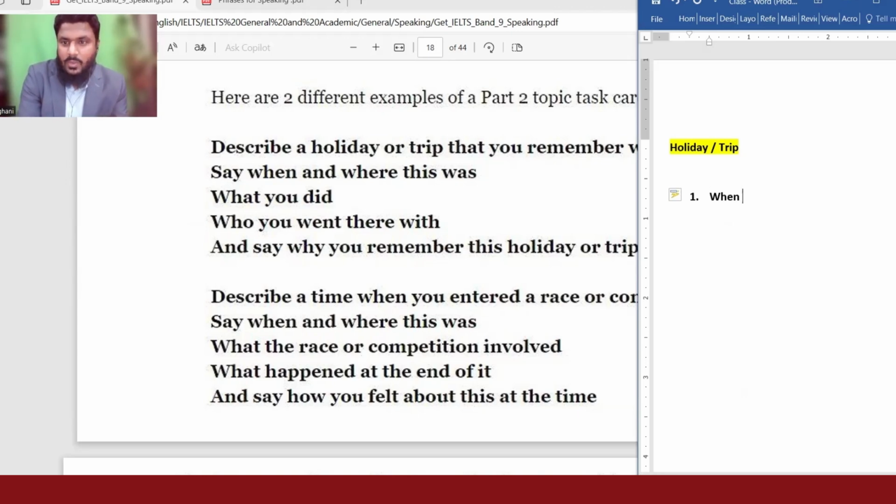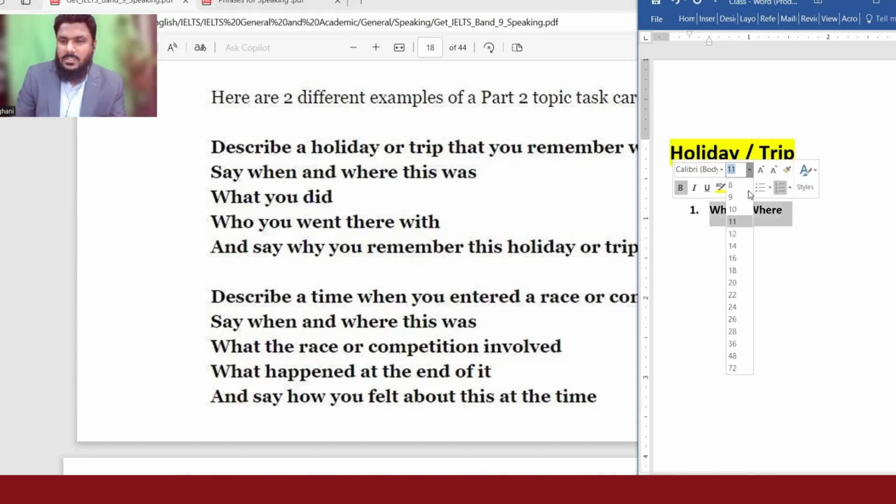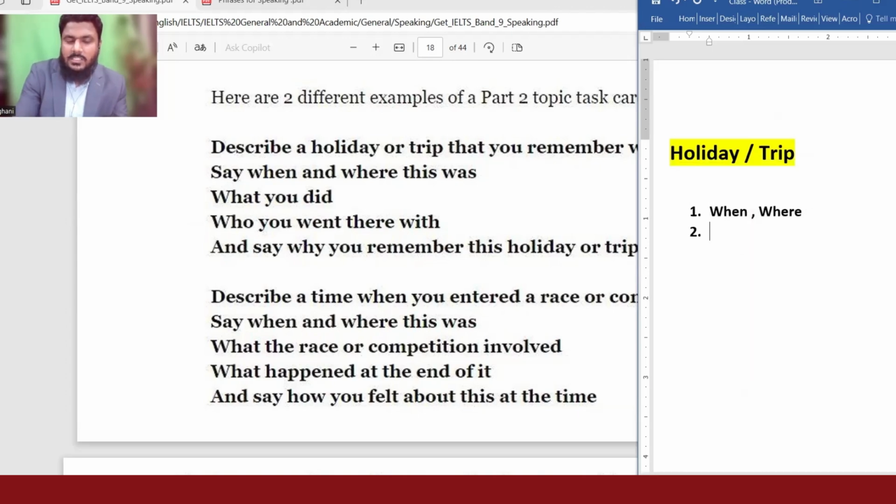There are two points. Number one is when, and what is the second point, Mr. Reis? Where this was. Very well done. When and where this was. This is the first point that we have to discuss. And what is the second point that we have to talk about? When and where this was. These are the first points. I included two in one. And what is next? What you did.